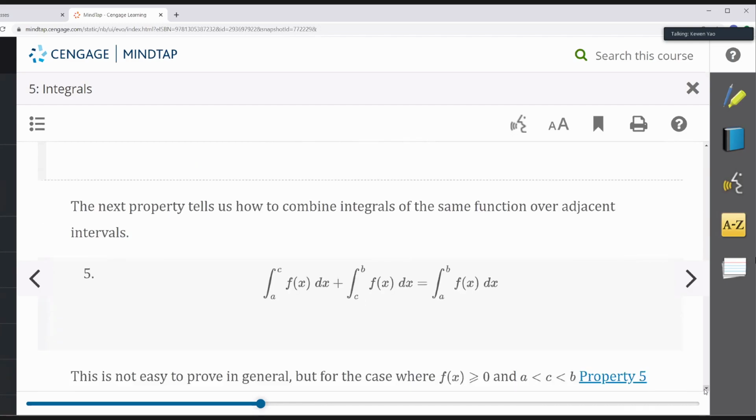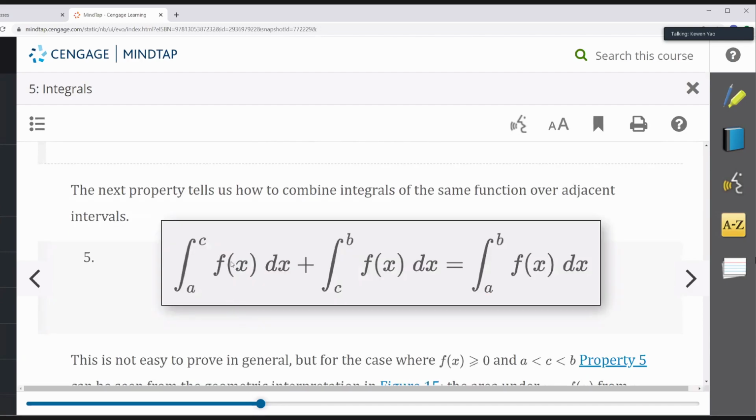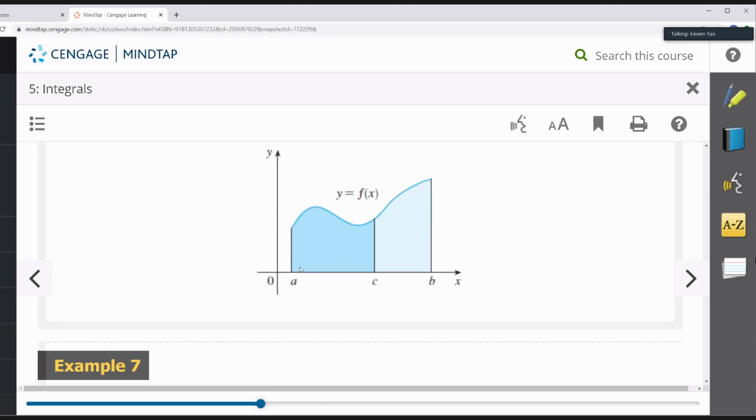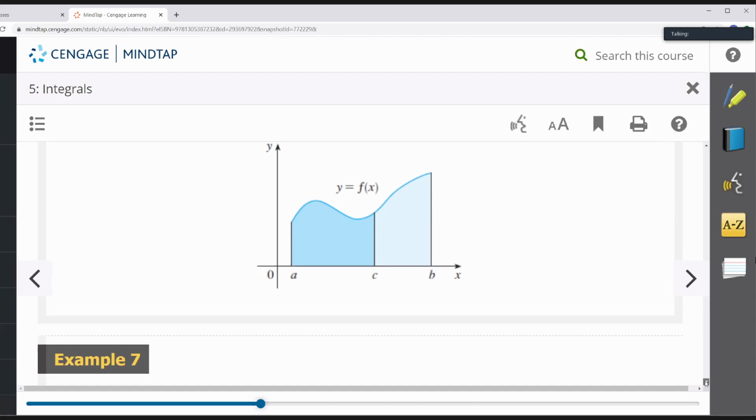Okay. Next is this. The integral from a to c of f(x) plus the integral from c to b of f(x) is the integral from a to b. Remember, the man has just shown this. The total area is this area plus this area, so this is very easy to show. Look at the picture. From A to C is the area for these, from C to B is the area for these, and the total area is from A to B. So yes, that's that.